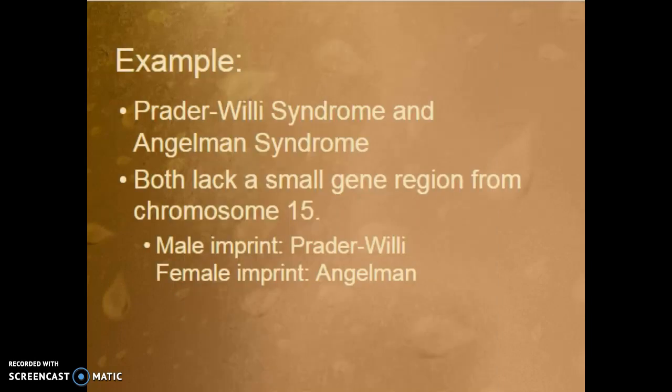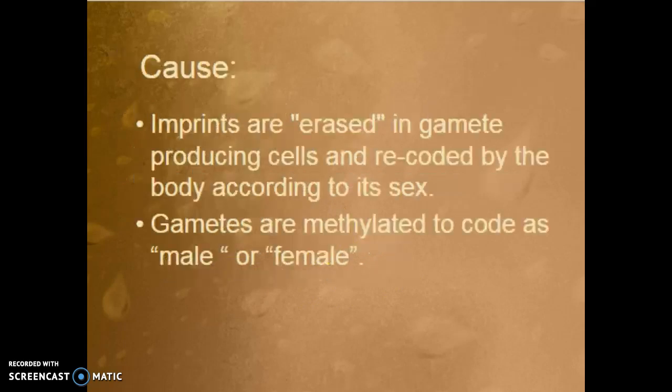Quickly want to run through a couple of examples where a small gene region from chromosome 15, if it is from a male, you get Prader-Willi syndrome, and if you get the female imprint, you get Angelman syndrome. So that's not saying that all boys born with this are going to have Prader-Willi and all girls are going to have Angelman. It has to do with the imprint that is most dominant. So if I received that lack of a chromosome 15 from my dad, I would have this. If I received it from my mom, I would have this. Slightly different, but definitely different.